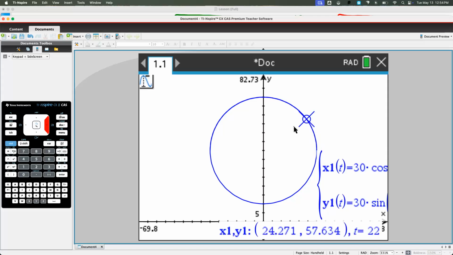After 20 seconds, we've gone 1 lap around. So our position after 22 seconds is we are at 24.271 feet to the right of center, and we are 57.634 feet off the ground.